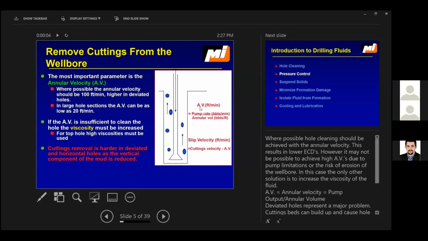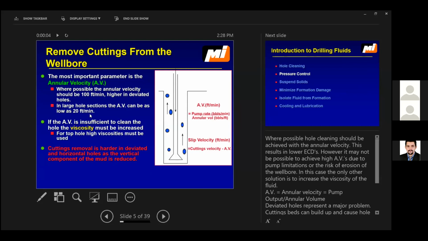Because annular velocity is calculated by the pump rate in barrels per minute divided by the annular volume, which you record in barrels per foot. So you get the annular velocity in feet per minute. So what is the best annular velocity for deviated holes? It is around 100 feet per minute if you are drilling deviated holes. For the large hole section, it will be 20 feet per minute.